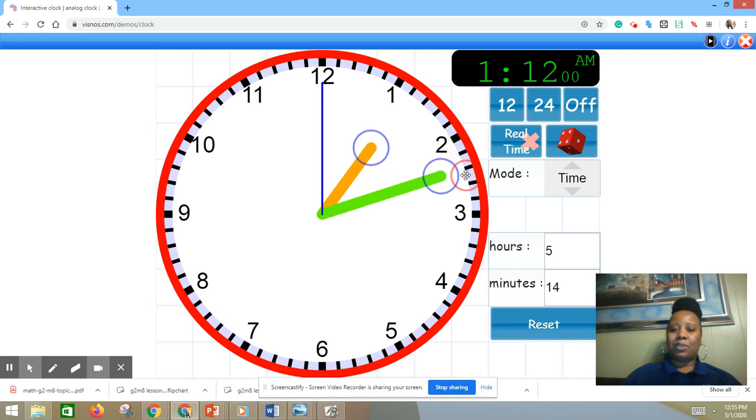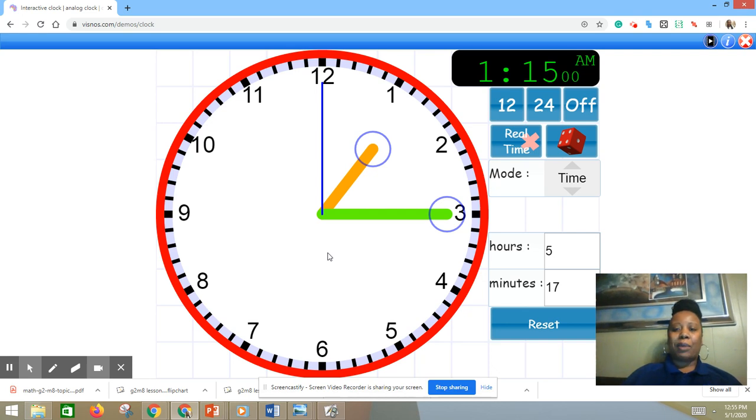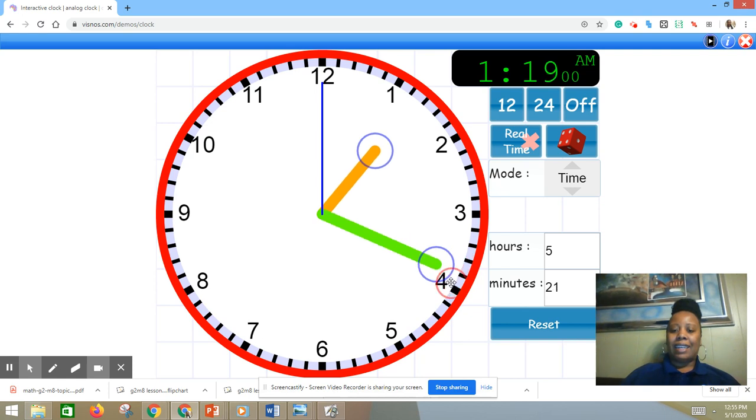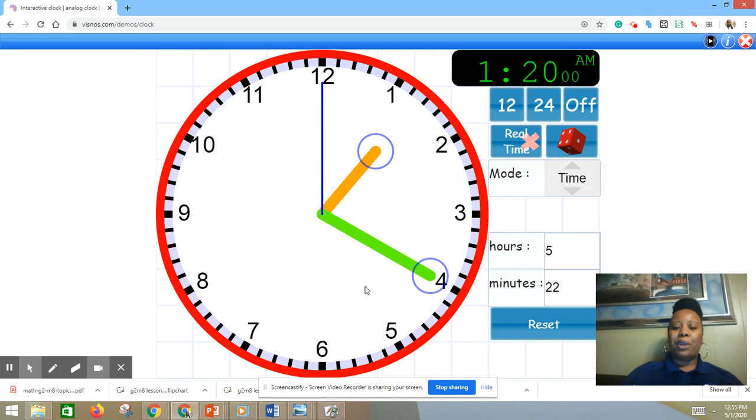11, 12, 13, 14, 15. On the 3, that represents 15 minutes. Let's do one more. 16, 17, 18, 19, and 20. So the 4 represents 20 minutes.